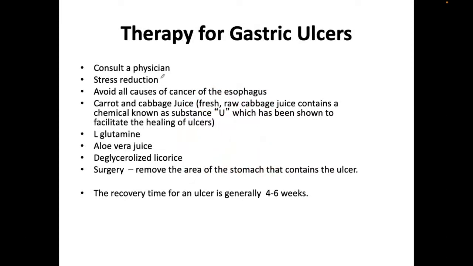So what's the therapy? If it's stress, reduce the stress, avoid all the causes of cancer of the esophagus. Carrot and cabbage juice, very, very beneficial. There's a substance that they refer to as substance U, the U for unknown, but they believe the unknown now is glutamine. And glutamine is a very, very important amino acid that's very healing to the intestinal permeability. Very, very healing. Aloe vera juice is very helpful, deglycyrrhizinated licorice.